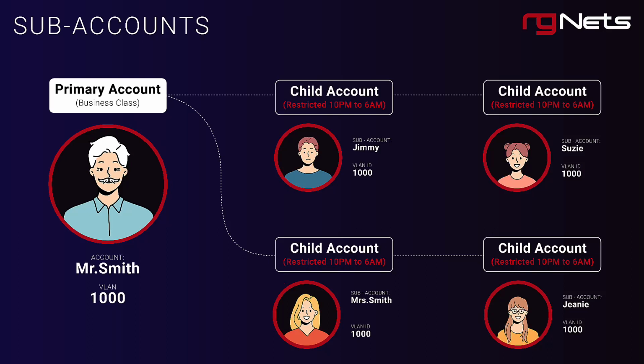Good day, everybody. In this video, I will show you the configuration steps necessary to create a unique experience for subaccounts. In this example, we will configure a policy that disables internet access between the hours of 10 p.m. and 6 a.m. This comes in handy if you want to create an option for parents to be able to block internet access for their kids' devices when they should be sleeping.